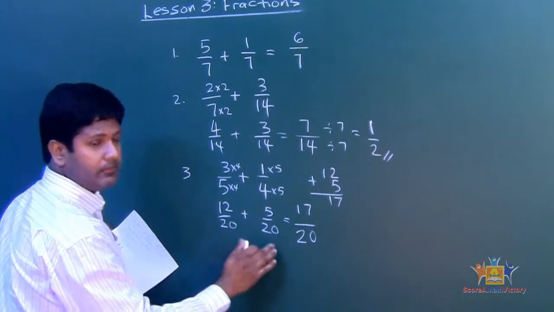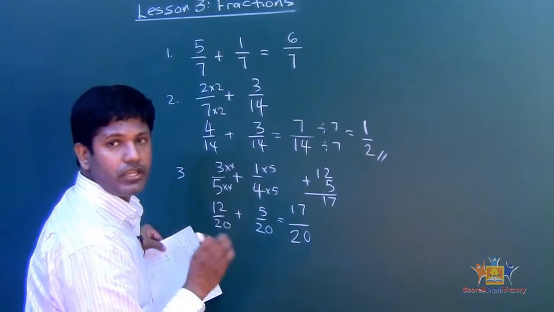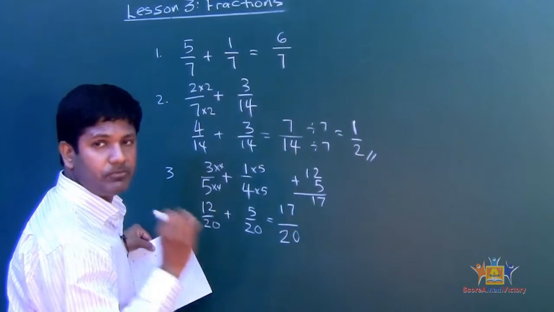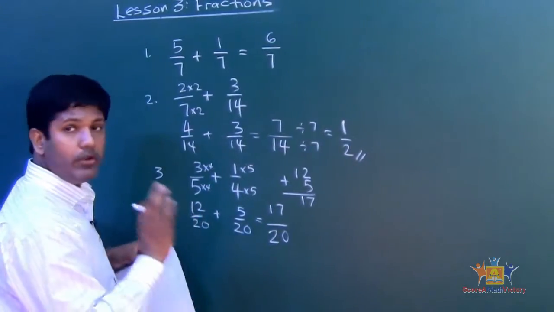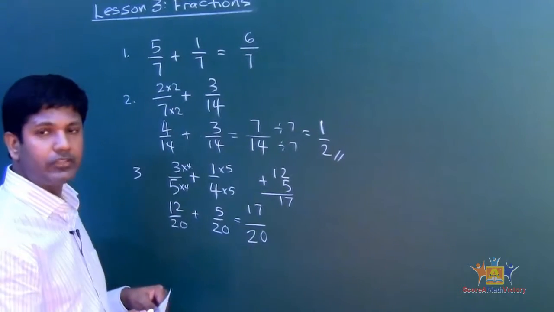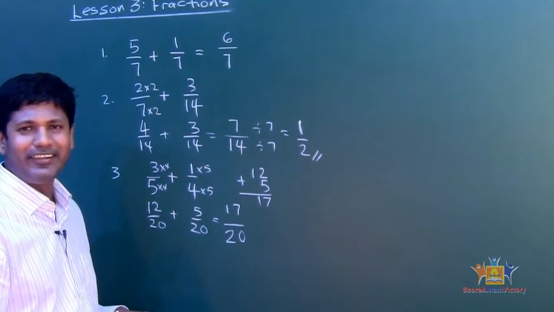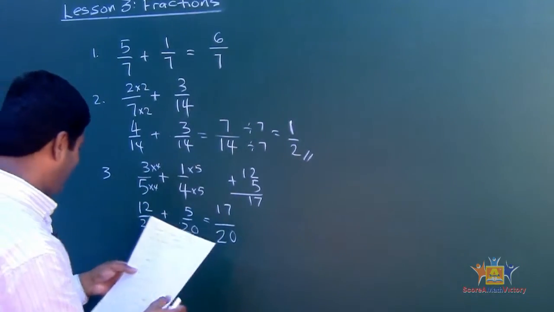Never ever add the denominators. Just bring the 20 across. The denominator never changes in addition or subtraction. All right? Okay. Only for addition and subtraction. All right? Okay, good. Now ask yourself, can I simplify? No. That's it. That's your answer. Okay, good. Now let's look at problem number 4.